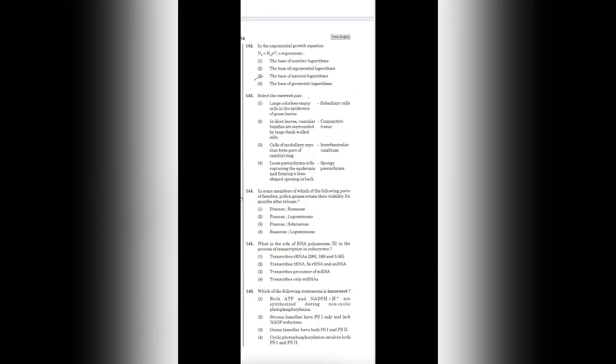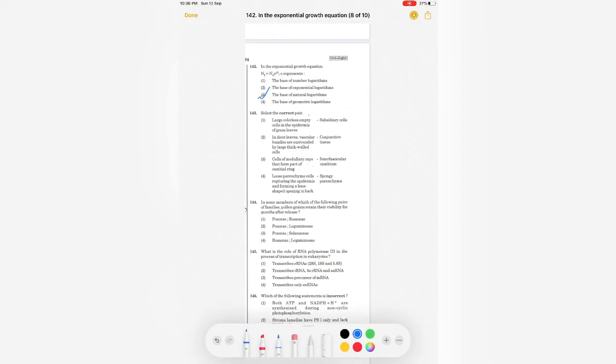Question number 142. In the exponential growth equation, Nt is equal to N0 e raised to rt. Here e represents the base of natural logarithms. It is very simple and you can easily get the answer.